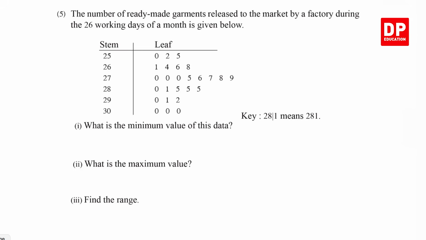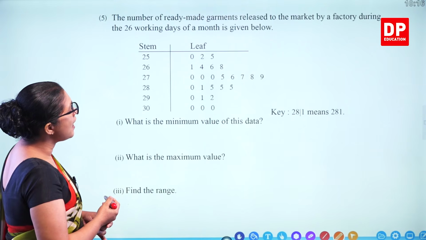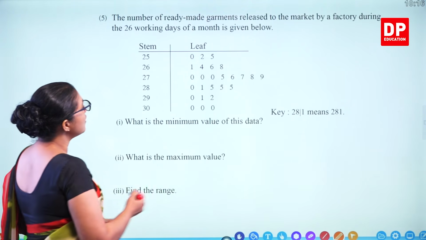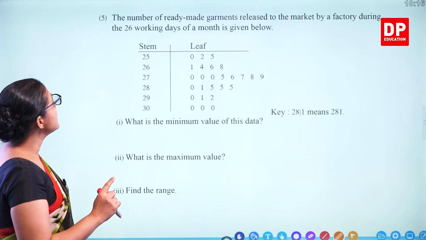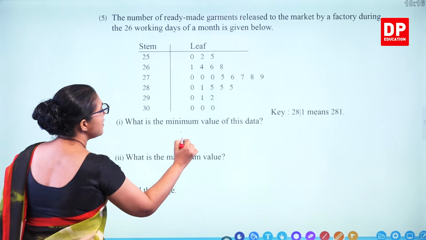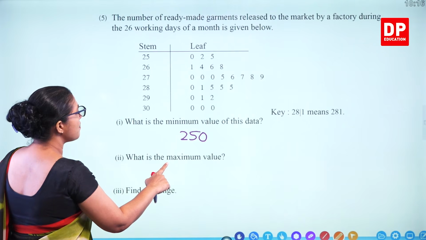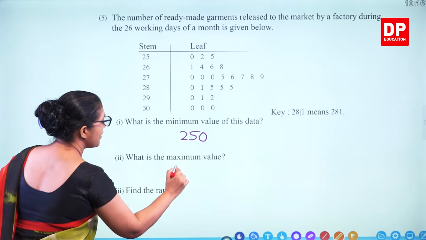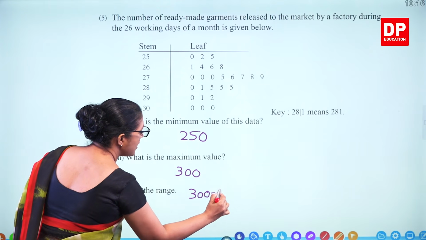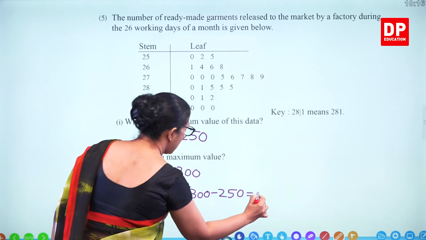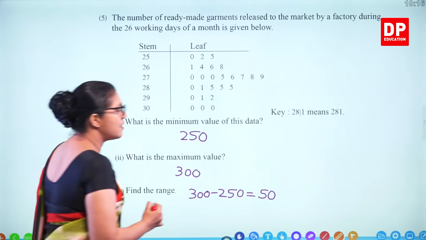The number of ready-made garments released to the market by a factory during the 26 working days of a month is given below. Already given the stem and leaf diagram. So here 28 stroke 1 means 281. What is the minimum value of this data? 250. What's the maximum? This number, 300. And what's the range? 300 minus 250, you get 50 is the range value.